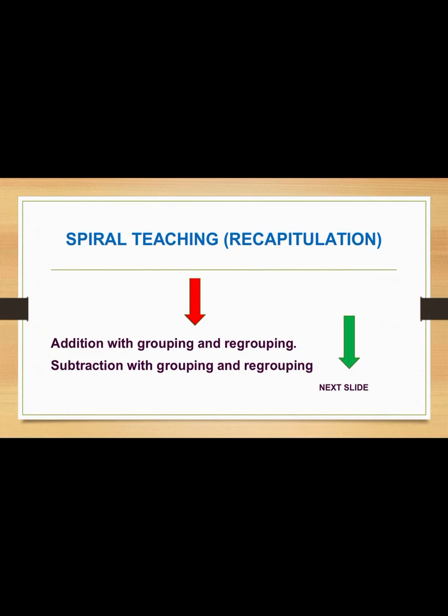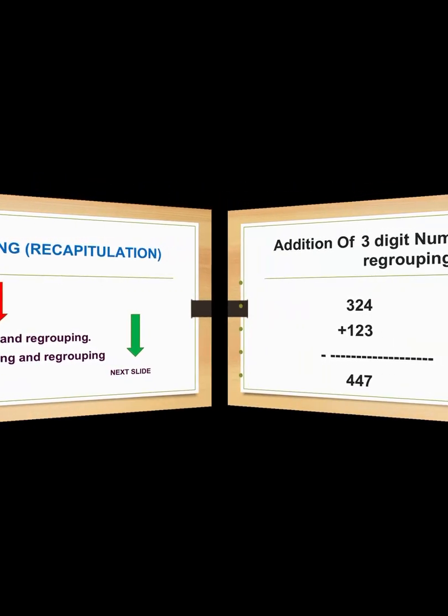Now, first of all, we have to have our spiral teaching, that is recapitulation. The children have already learned in chapter 3, Give and Take, where they have already learned about addition and subtraction. So in this chapter, some extension of that chapter is given here. They have already learned about addition with grouping and regrouping. We have to recapitulate this, and subtraction with grouping and regrouping.